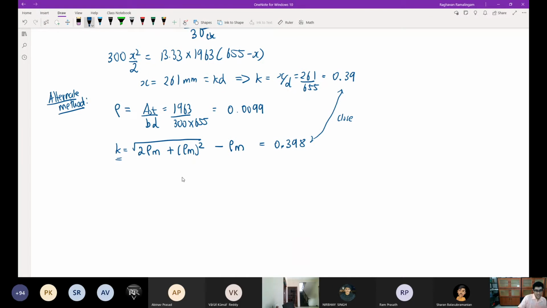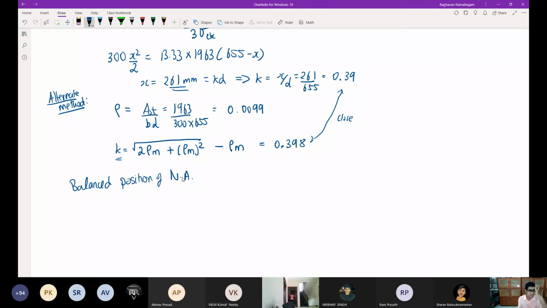So we have only found out the location of the neutral axis, which is 261 mm. This is the only thing that we have found till now. We are also interested in knowing something known as the balanced position of the neutral axis.